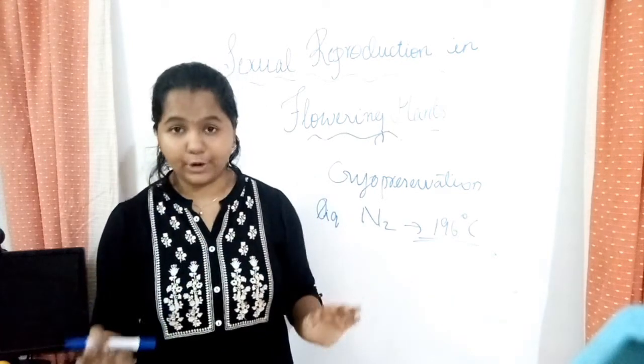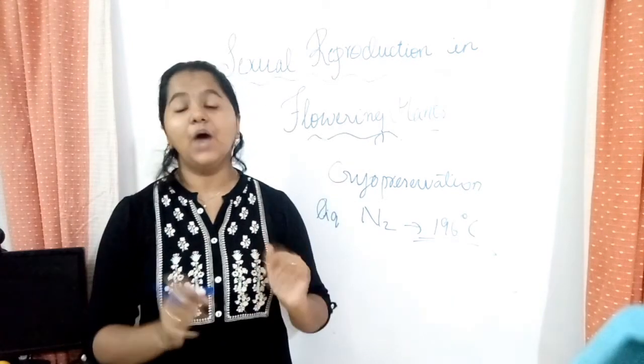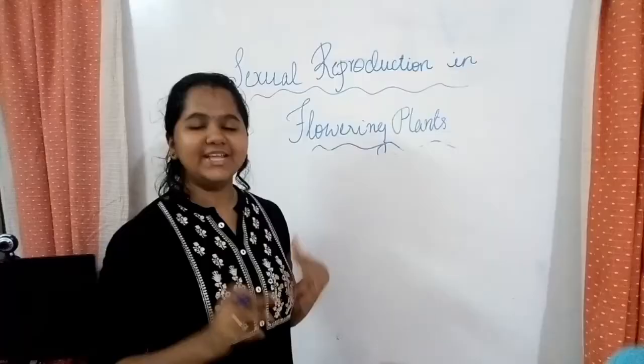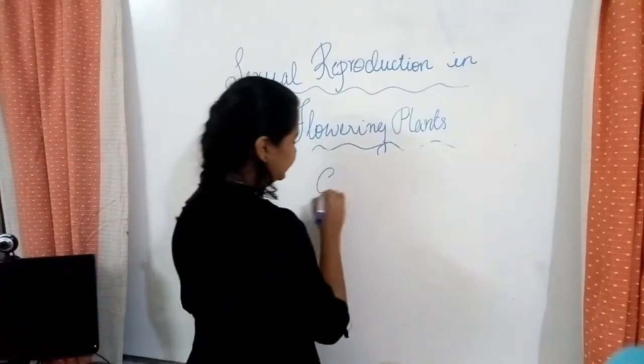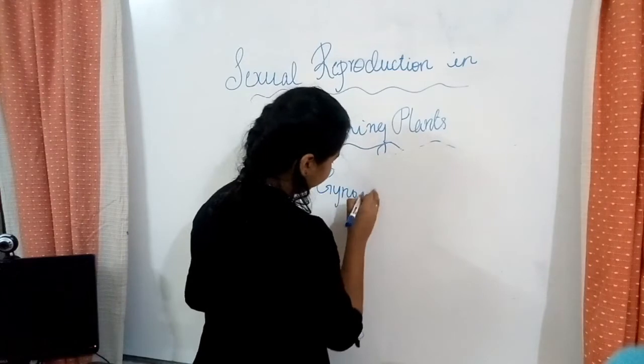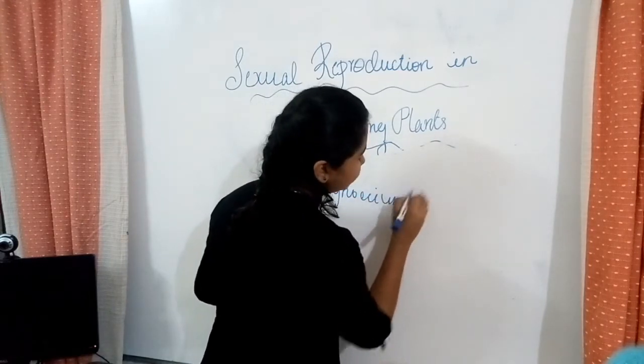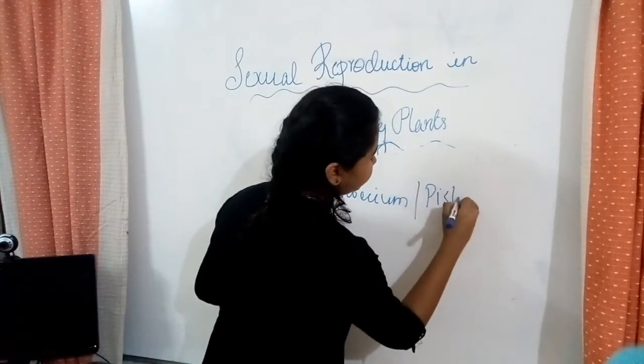So that is the use of cryopreservation. So that is all to talk about the androecium. Now we have to learn about something known as gynoecium. The next one is gynoecium. So let's write. Gynoecium is also called pistil.